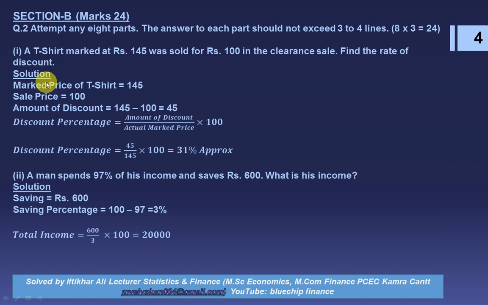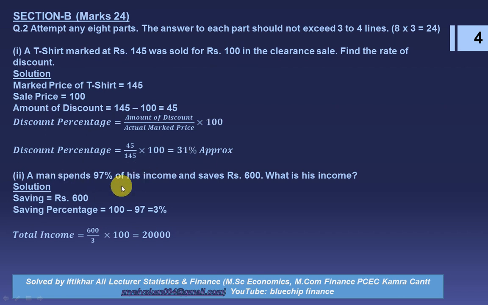Section B, question number 1. A t-shirt marked at rupees 145 was sold for rupees 100 in the clearance sale. Find the rate of discount. सबसे पहले आपने मार्क प्राइस को ले लेना है. मार्क प्राइस ऑफ टी शर्ट है 145 और सेल प्राइस है 100. डिस्काउंट है इसके अंदर 45. तो डिस्काउंट को जस्ट परसेंटेज में कैलकुलेट कर लेना है कि ये डिस्काउंट मार्क प्राइस का कितने परसेंट है. तो 45 डिवाइड बाय 145 मल्टीप्लाई बाय 100 इक्वल्स टू 31%.